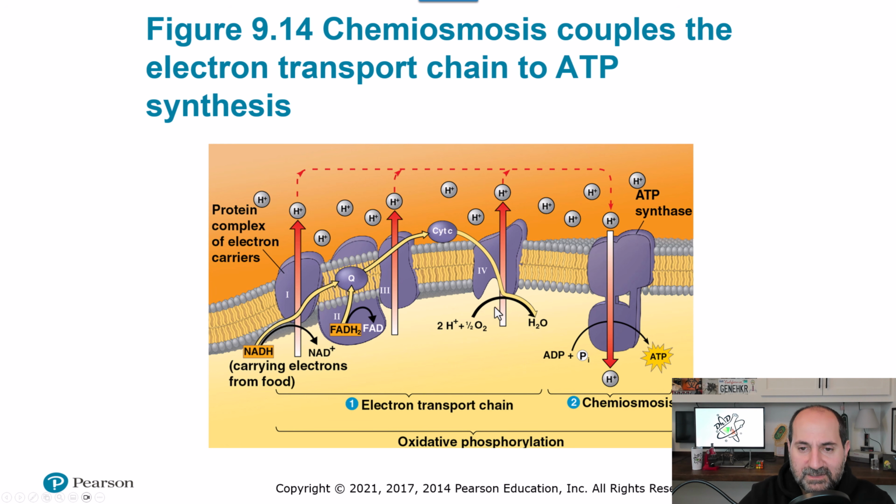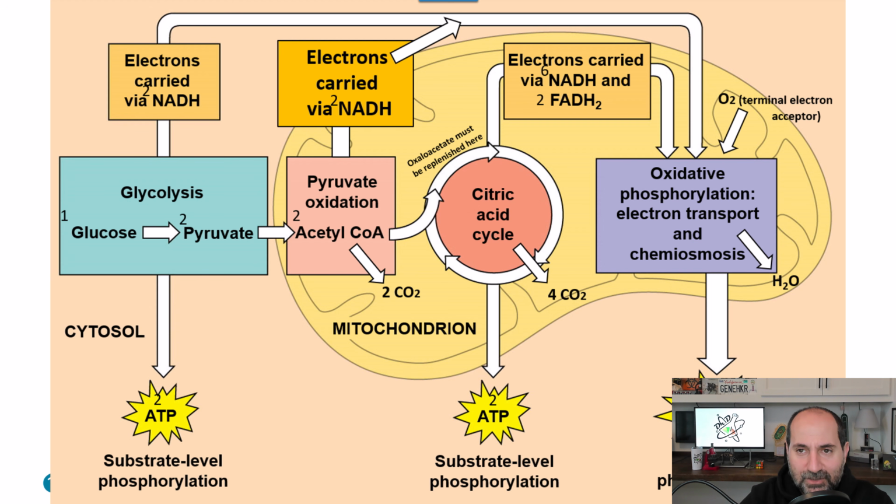All right, so let's go ahead and check our overview slide and see if everything makes sense. Here we are back at the overview slide, and it looks like everything makes sense. Look, 2 NADH from glycolysis, 2 NADH from pyruvate oxidation, and 6 NADH from citric acid cycle are all on their way to oxidative phosphorylation to visit complex 1 of the electron transport chain to drop off their 2 electrons each, while the 2 FADH2 from citric acid cycle is also on its way to the electron transport chain, complex 2, in order to also drop off its 2 electrons each.